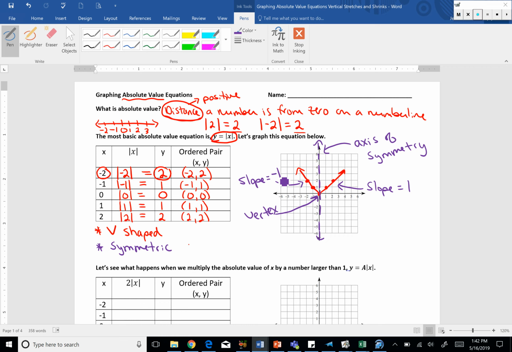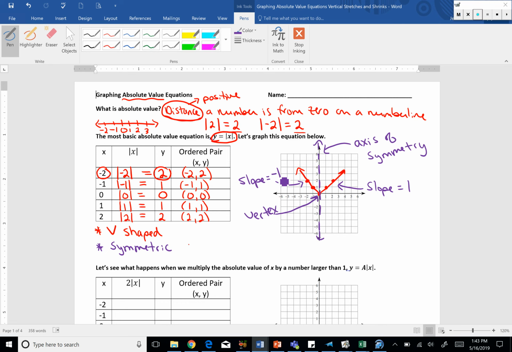We didn't know how it was going to look, so we used a table to give us an idea of what the graph looked like. This is the most basic absolute value graph we can have. The slope on the right side is positive 1, slope on the left is negative 1. It's a V shape, it's symmetric.